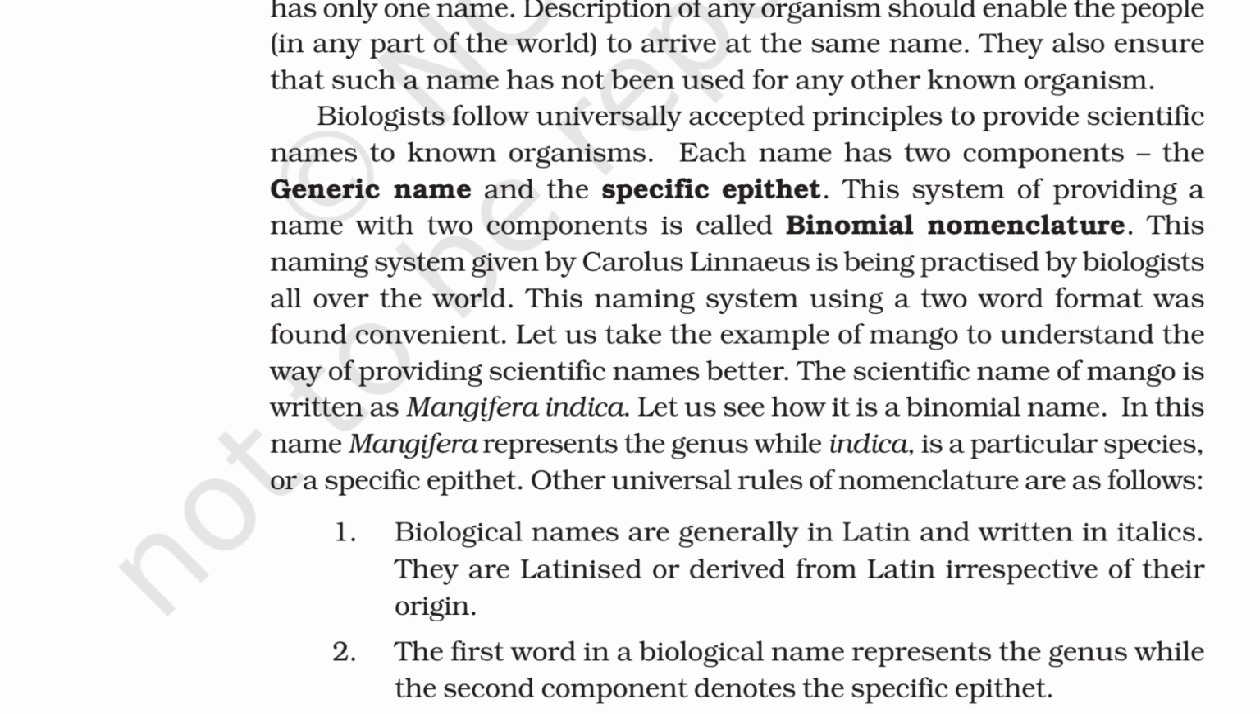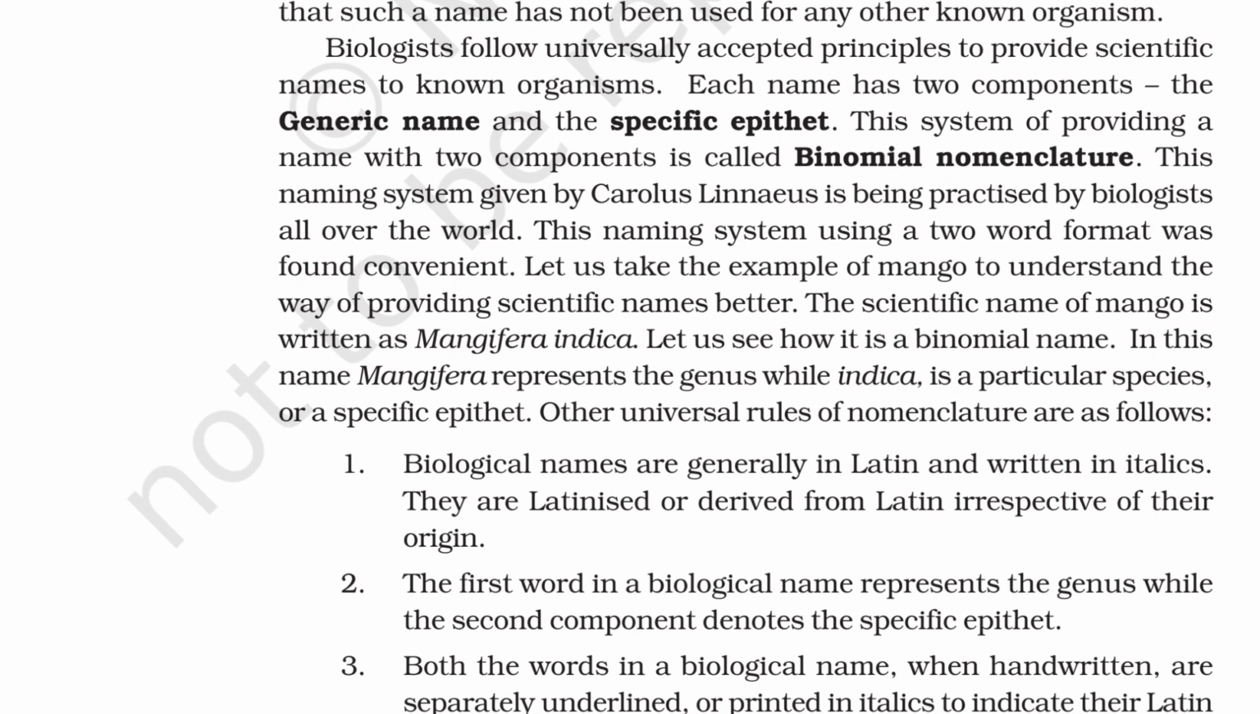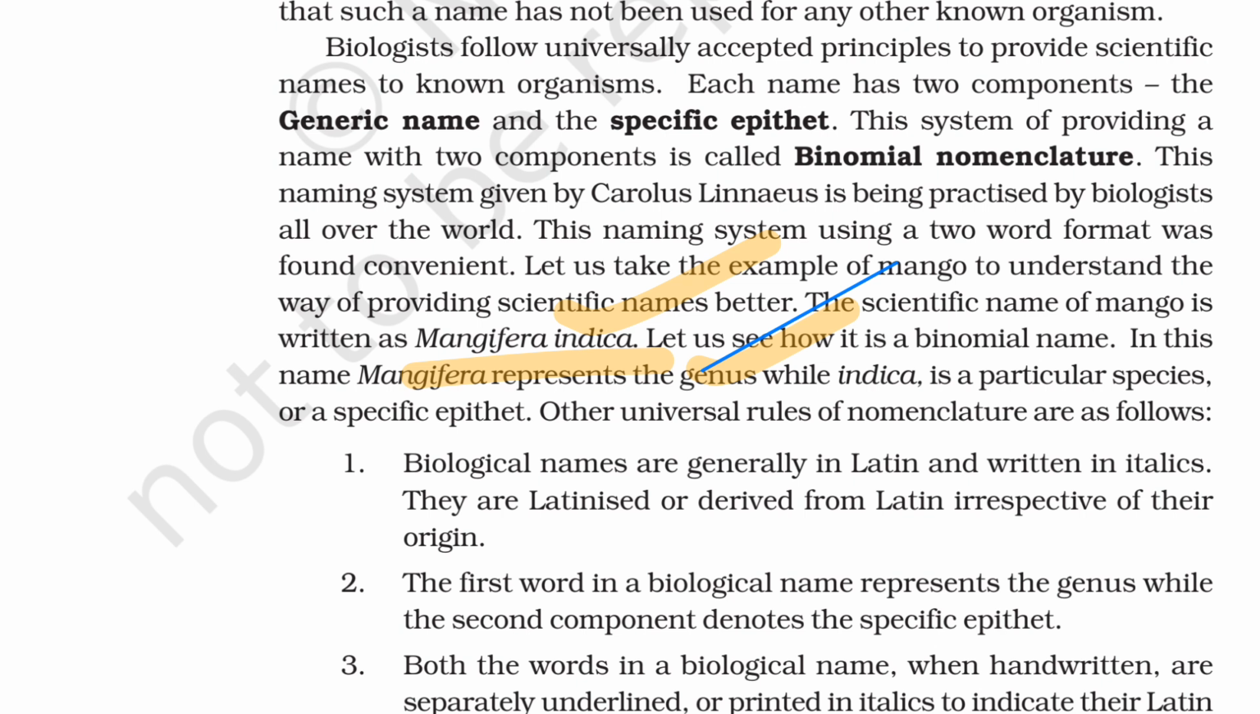Let us take the example of mango to understand the way of providing scientific names better. The scientific name of mango is written as Mangifera indica. What is the scientific name of mango? Mangifera indica. Let us know about the binomial name. In this name, Mangifera represents the genus. Indica is a particular species, or a specific epithet.